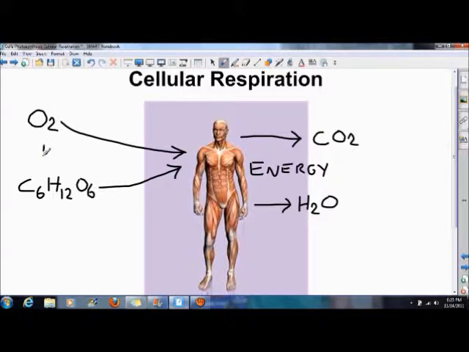So O2 or oxygen plus food or sugar, C6H12O6, is going to make our energy. It's also going to make carbon dioxide, which the plants need. And there'll be a byproduct of water. Remember, your body's roughly 70% water anyway.